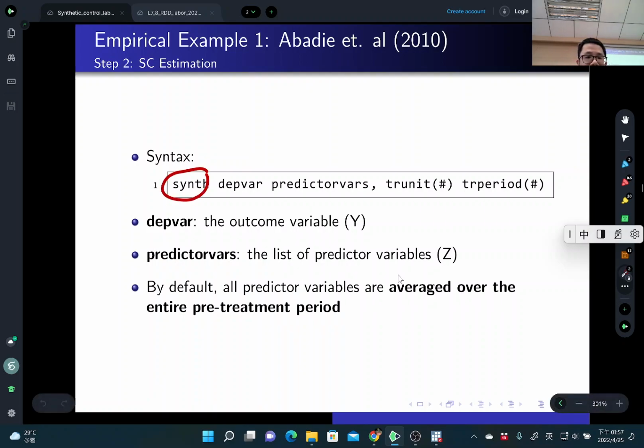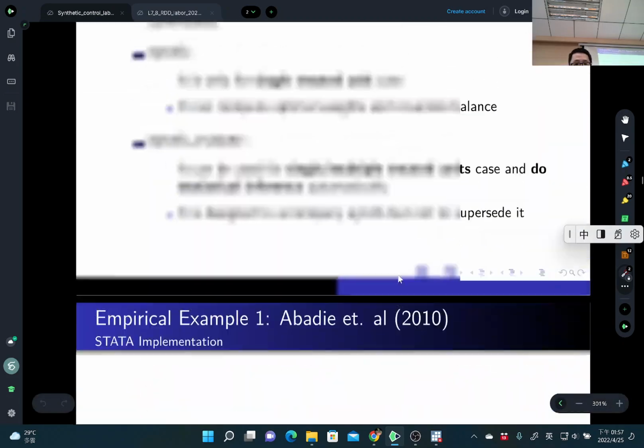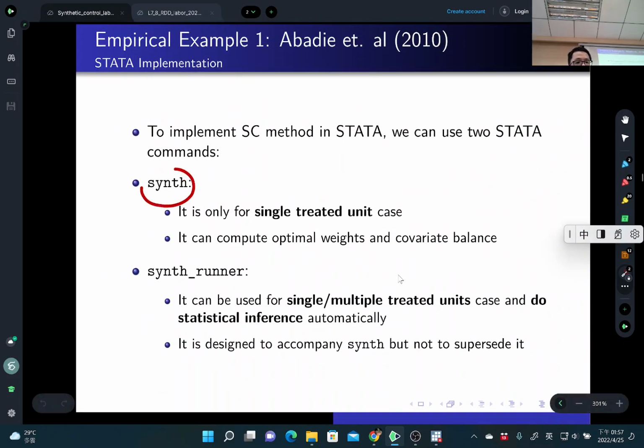So using the synth, this is the package. We will use two packages: one called synth, another called synth_runner. Synth is only for the single treated unit case, but later we will expand to the multiple treated unit case. This package can only be used for the single treated unit case, which means the treatment group has only one unit. It can help you compute the weights and covariate balance, to compare all the characteristics and see whether the treated unit and non-treated units are similar or not.